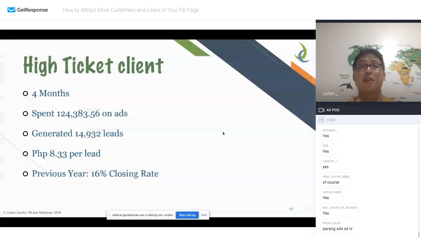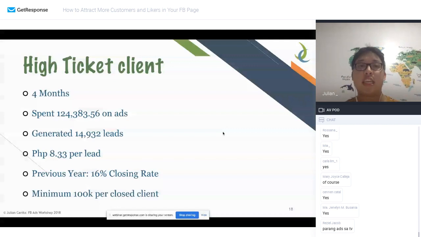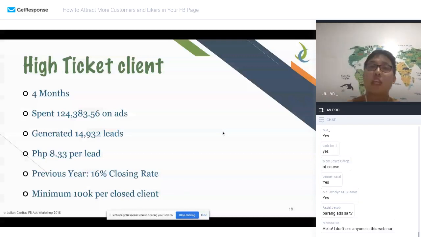We don't know their sales numbers. But we've been working with them for 3 years already. And ang minimum per closed client nila is 100K. Now you might be saying, wow, ang mahal, we don't have that kind of budget. Hindi naman ganun yung price point ng binibenta namin products. And the beauty of this is it doesn't have to be that amount of ad spend. You can do like 100 pesos per day, 200 pesos per day. I would recommend around the 500 pesos per day mark.